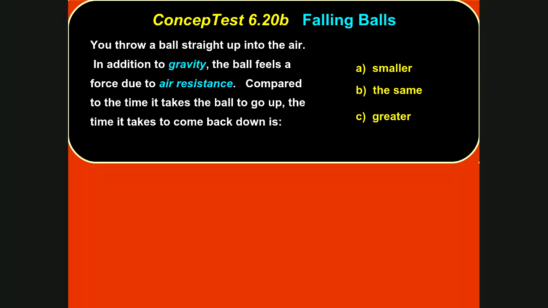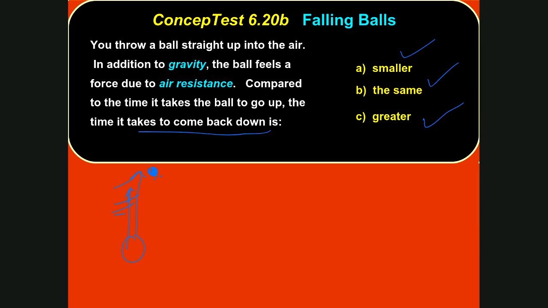Next comes, you throw a ball straight up in the air. In addition to gravity, the ball feels a force due to air resistance. So you're throwing a ball up in the air. You applied some force, and there was some air resistance. But since you applied some force and threw it up, once it is at the top part, compared to the time it takes the ball to go up, the time it takes to come down is, is it smaller? Is it same time, or is it greater?